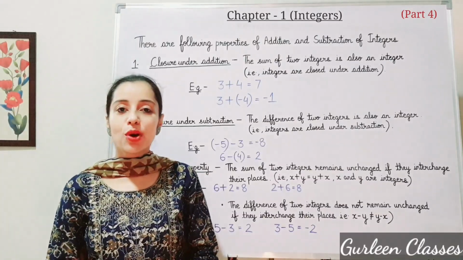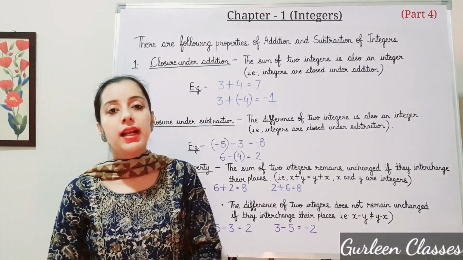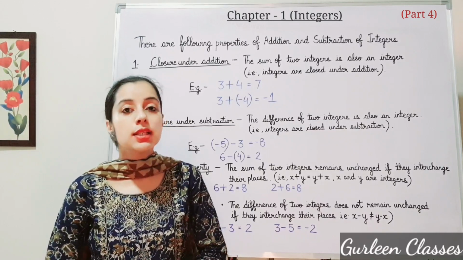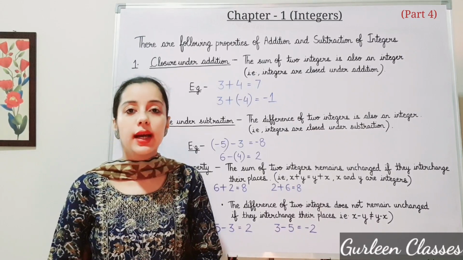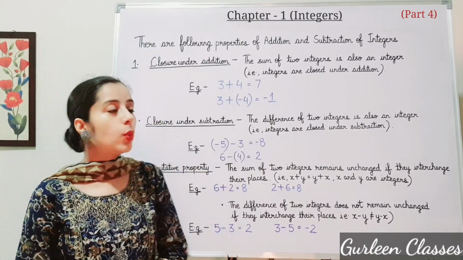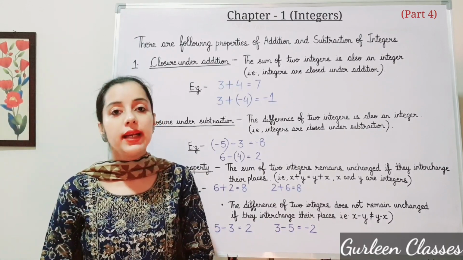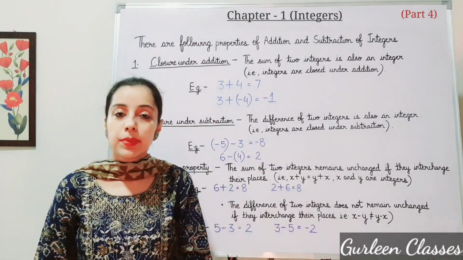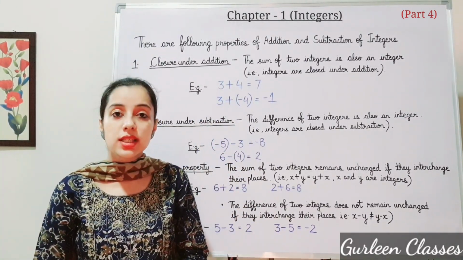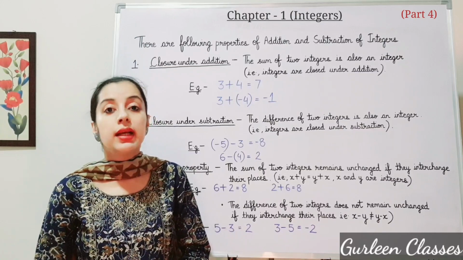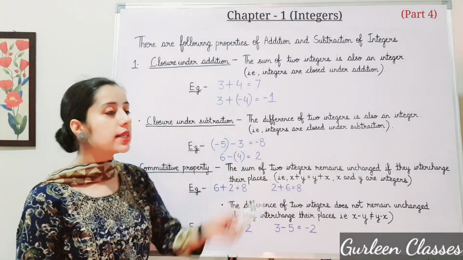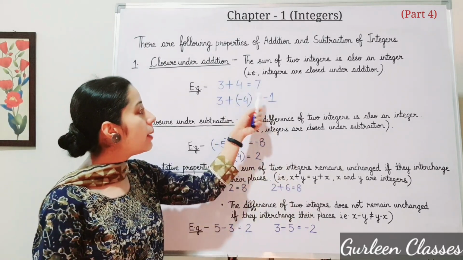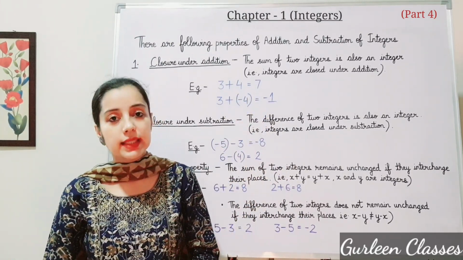So students, before moving to exercise 1.2, let us look at properties of addition and subtraction of integers. The first property is closure under addition. The sum of two integers is also an integer. Example, 3 plus 4 is equal to 7 and 3 plus minus 4 is equal to minus 1. The sum of two integers, that is 3 and 4, is also an integer. It means 7 and minus 1 are also integers.